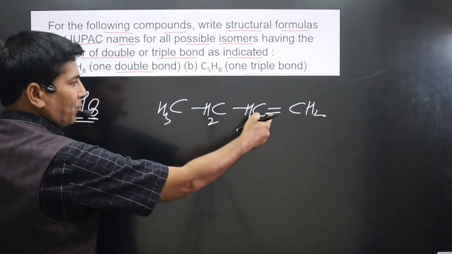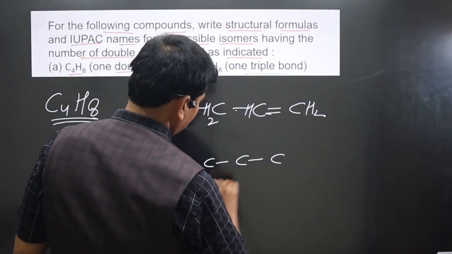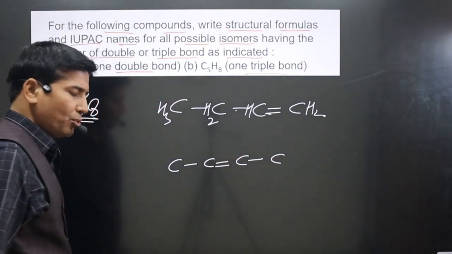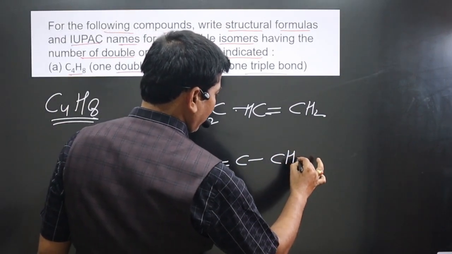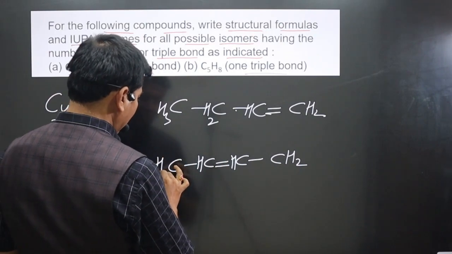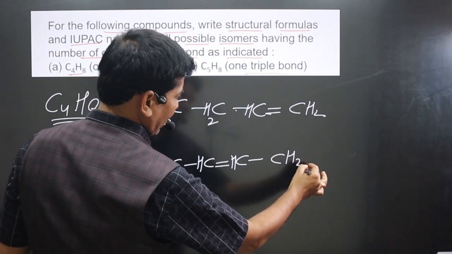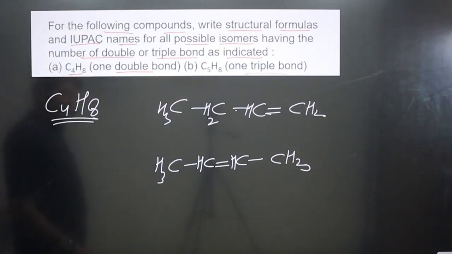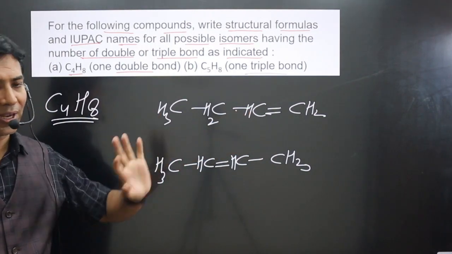Another one we have, we can put the double bond in the middle. So C, C, C and C. This time I put the double bond in the middle of the chain. Again we satisfy the valency of carbon by attaching hydrogen. Here we got another compound, CH3 and CH3. Now if I keep the double bond on the next side, I will get this compound again.